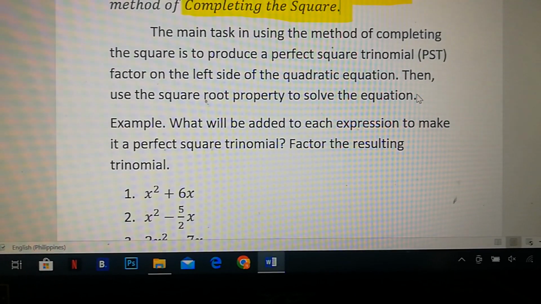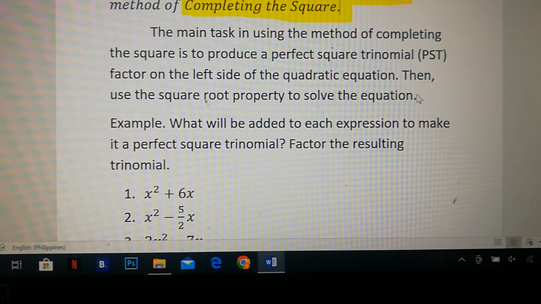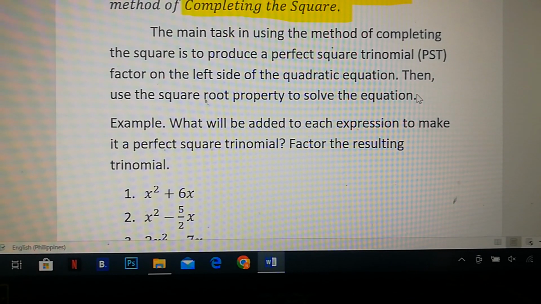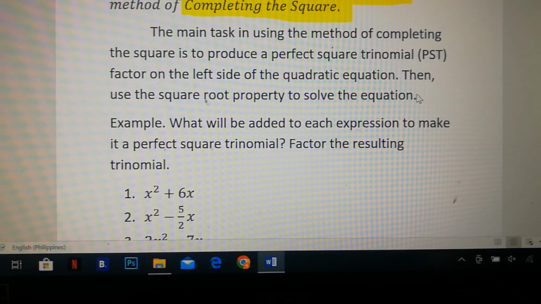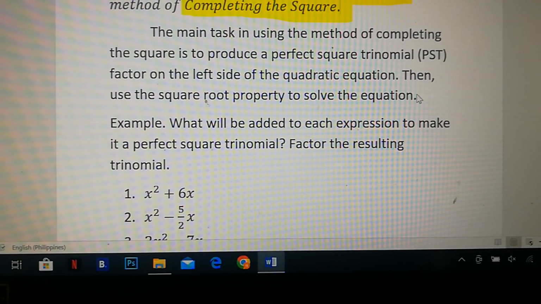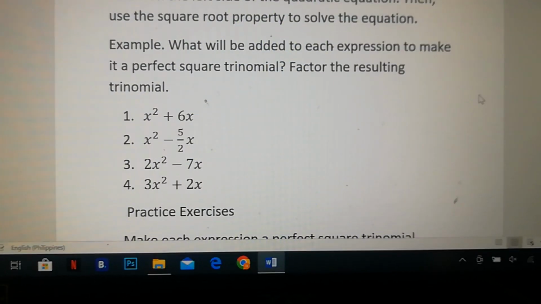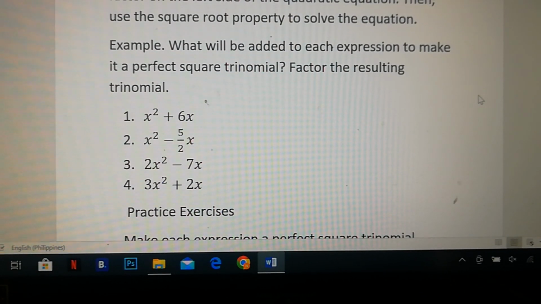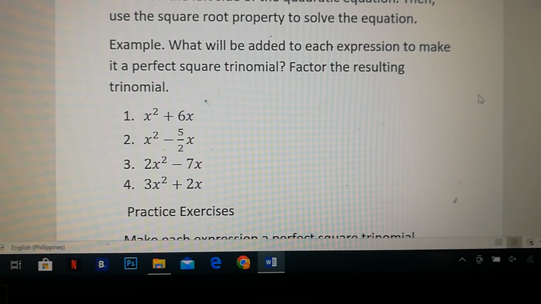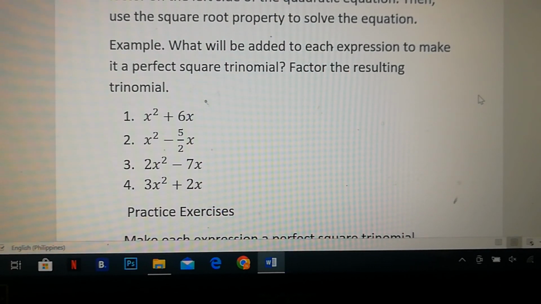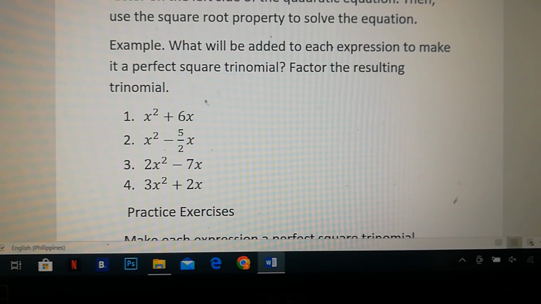The main task in using the method of completing the square is to produce a perfect square trinomial factor on the left side of the quadratic equation, then use the square root property to solve the equation. For example, what will be added to each expression to make it a perfect square trinomial? This time we will first practice how to make a certain binomial a perfect square trinomial, then factor the resulting trinomial.